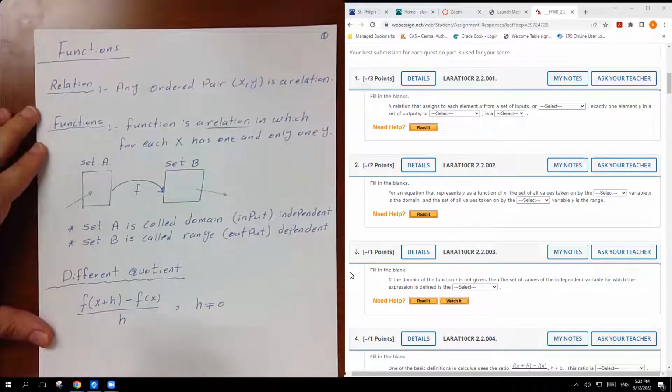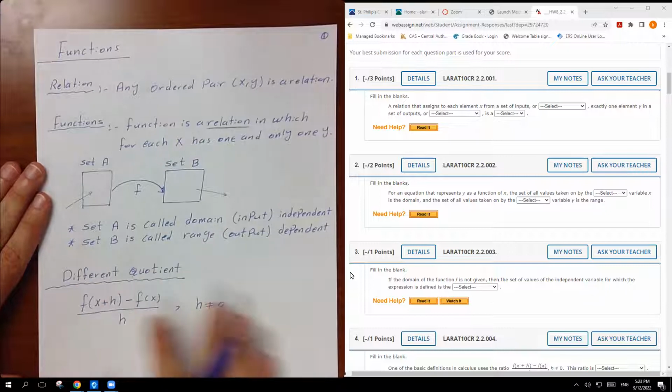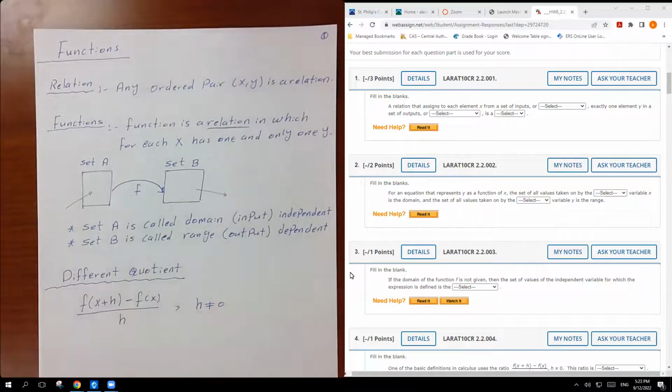the output. We have one more thing, the difference quotient, which is f(x + h) minus f(x), over h, and always h not equal to 0. So this is just the first part, and next we're going to solve some examples.